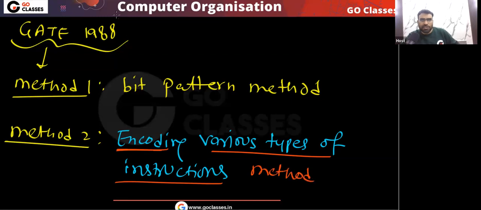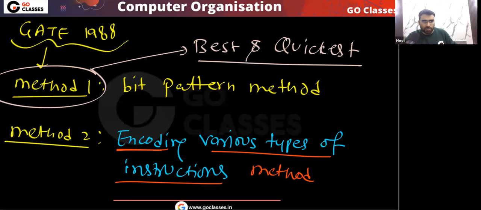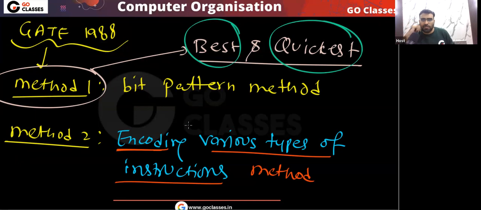So tell me, which method you will use? Now let me tell you something very interesting. This method 1 is the best and quickest method, right? But I have seen from my experience, in the last 5 or 6 years, that the majority of students will use this method number 2. But actually the best and quickest method is method number 1.